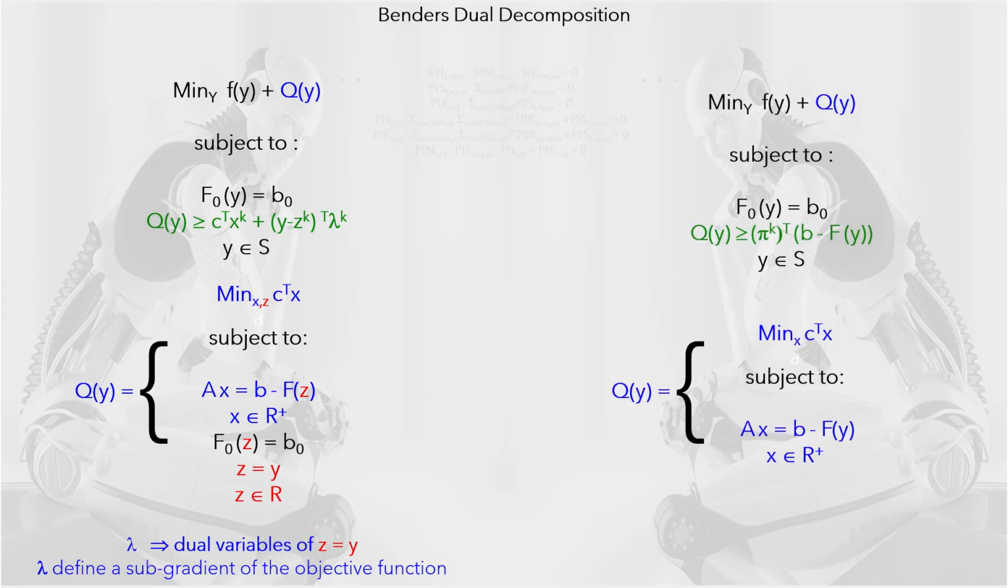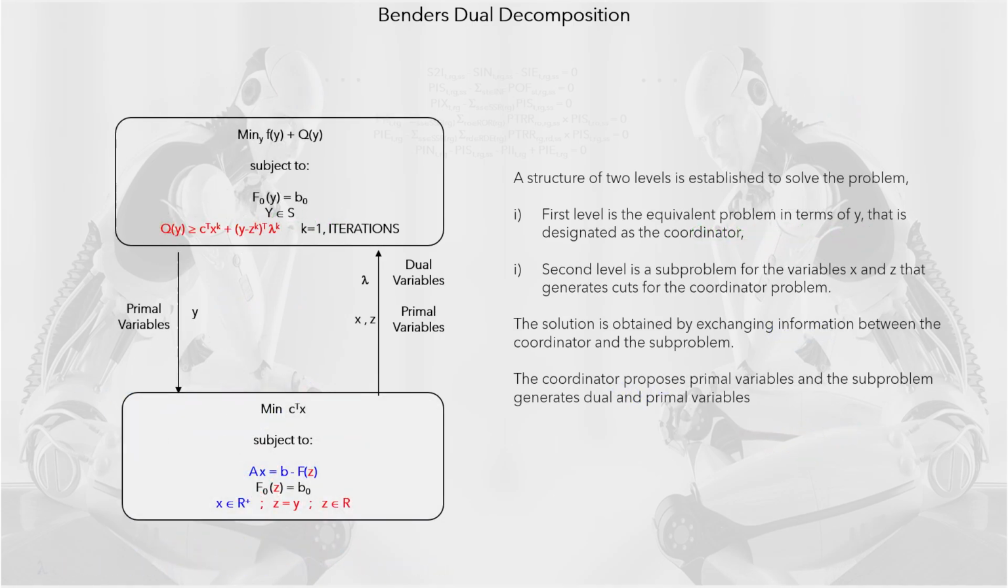The two problems, BDD and standard Benders, have a similar structure, but only BDD can handle discrete subproblems. A structure of two levels is established to solve the problem. First level is the equivalent problem in terms of y, that is designated as the coordinator. Second level is a subproblem for the variables x and z that generates cuts for the coordinator problem. The solution is obtained by exchanging information between the coordinator and the subproblem. The coordinator proposes primal variables and the subproblem generates dual and primal variables.